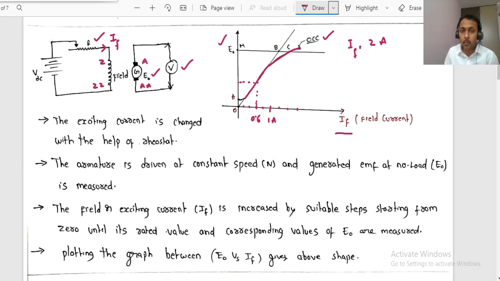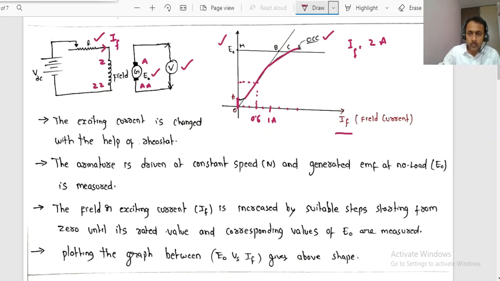Now one more interesting point: even though the field current is zero, at that time you have some small amount of voltage induced in the generator. Even though there is no field current, this OA is due to the residual flux, residual magnetism. Actually, what should be the case? When there is a field current, excitation, then voltage must be induced, right? But still, at the starting stage, even though there is no field current, some voltage OA will be induced. OA amount of voltage will exist under no load condition, and you can observe that while plotting the graph.